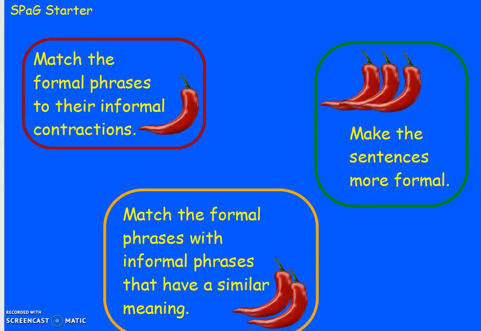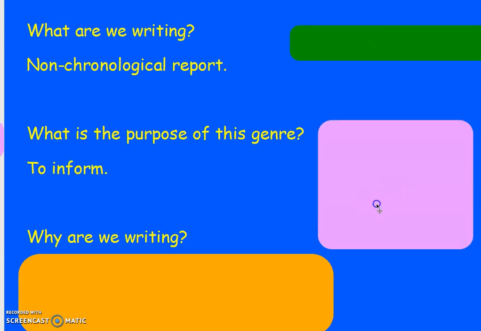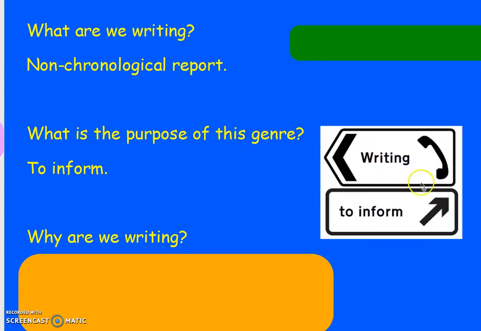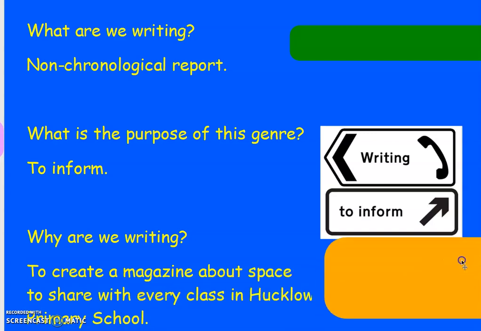Right, anyway. So we are writing a non-chronological report, aren't we? We're talking about space. It's a magazine report. We are informing, giving people information. So that's your little thing there. We are writing to inform. We are writing to give people information.